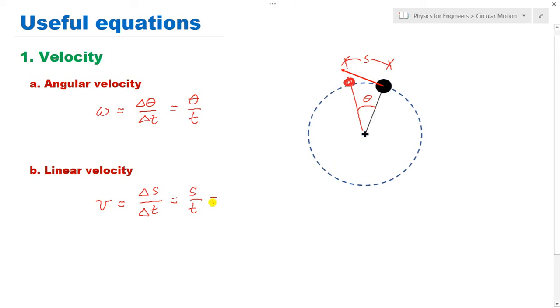And as what I've told you in the previous section, S is equal to R theta, all over time. And from equation 1, or equation A, we know that theta over t is just equal to the angular velocity. Therefore, we can acquire the equation for our linear velocity in terms of angular velocity. So this is equal to RW. So V, the linear velocity, is just equal to the product of our radius and the angular velocity.